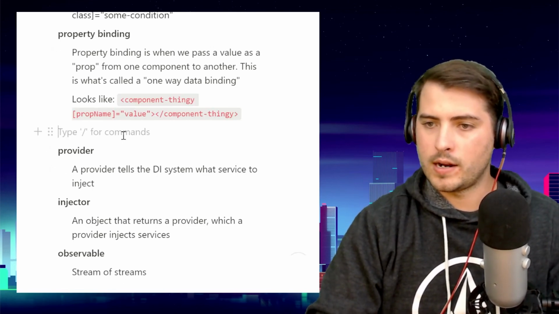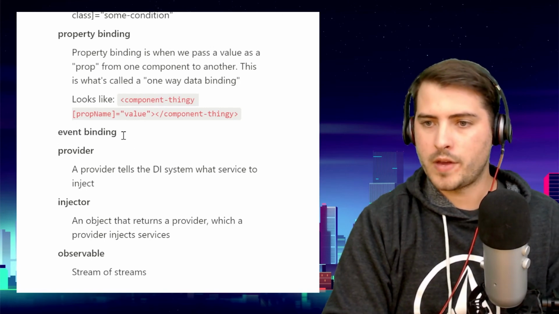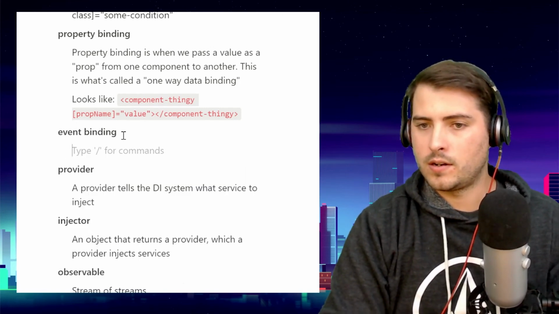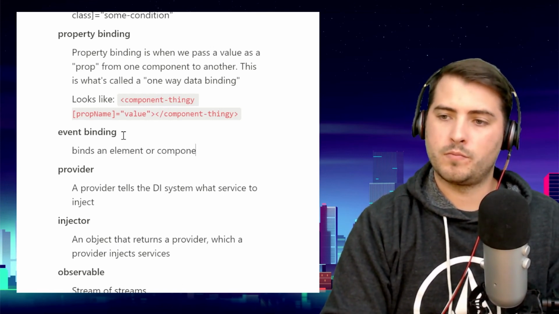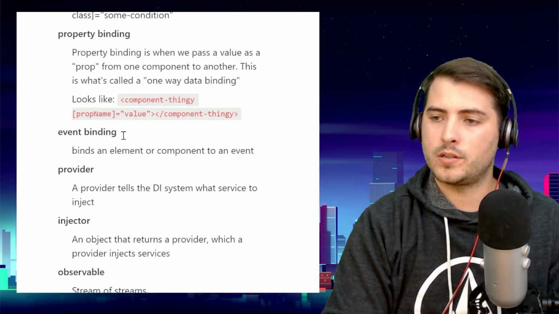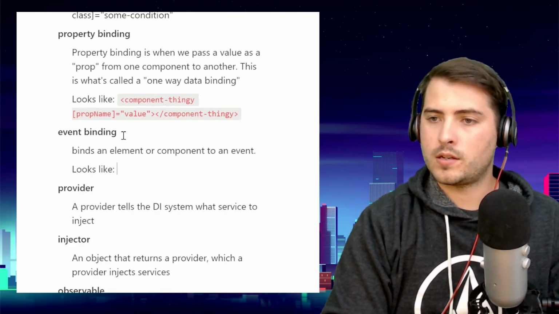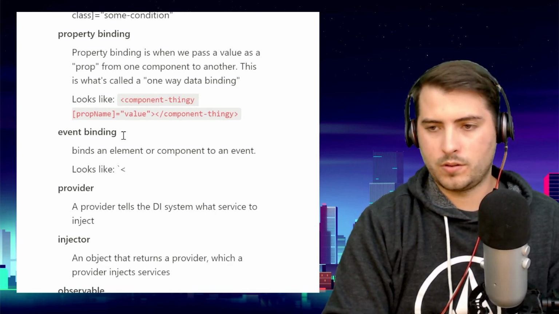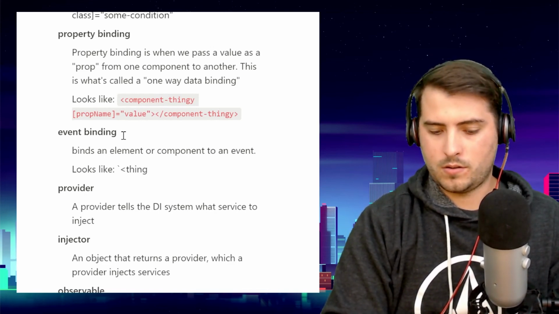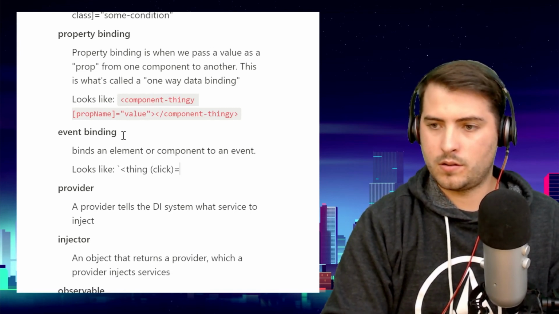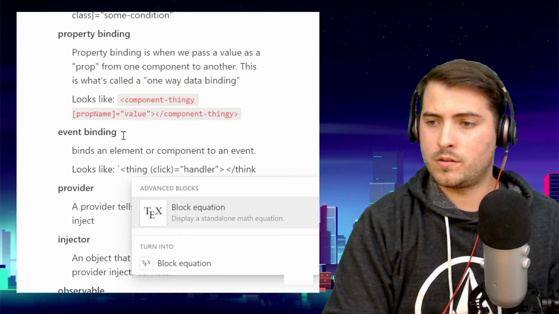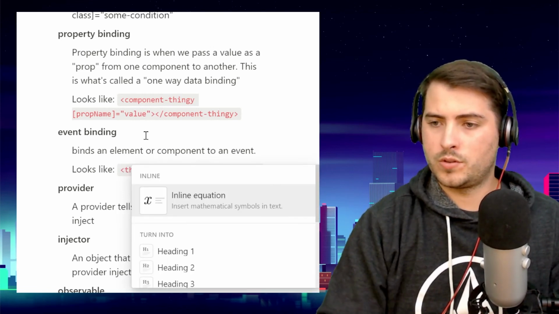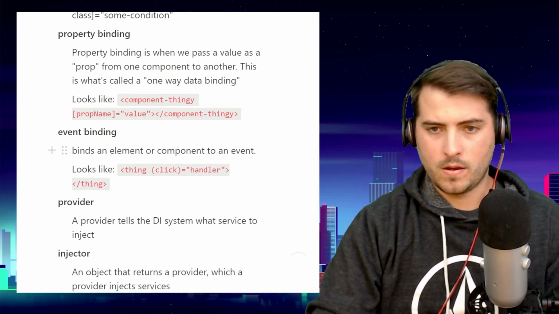Looks like that. All right, and then we also have something called event binding, which is a slightly different syntax. It binds an element or component to an event. Looks like you've got your, we'll just say thing, click equals, and we'll just say handler thing. Oops, spelled that wrong. That's okay. Back. All right.